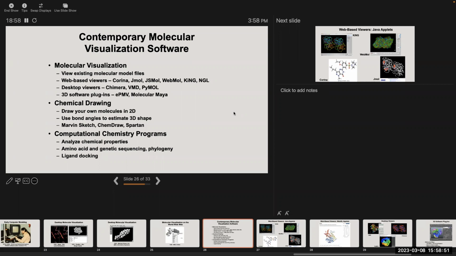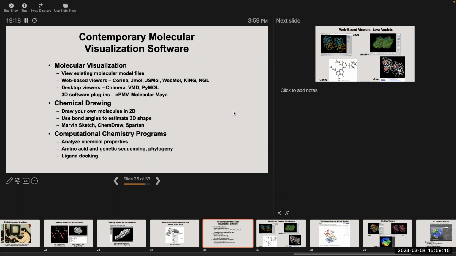There are also standalone programs that you would run on a desktop computer. Every time that I open up a molecular model and show it to you, I'm using a program called Chimera, which is one of my personal favorites. That's one that I'll be demonstrating to you in this class and teaching you about.